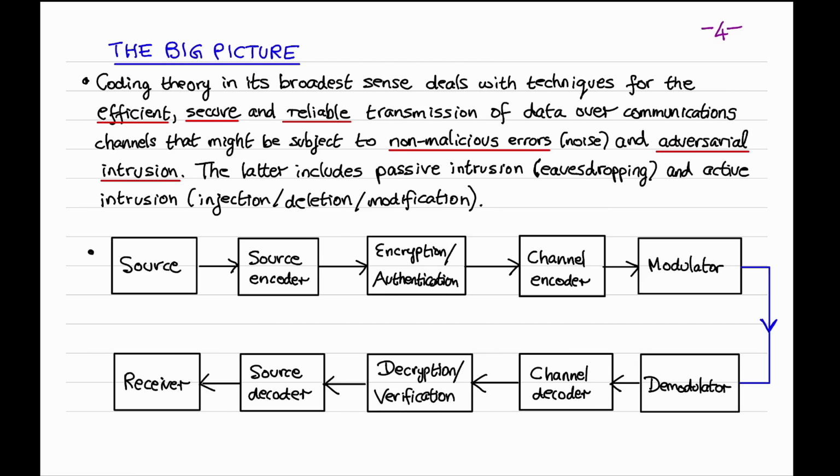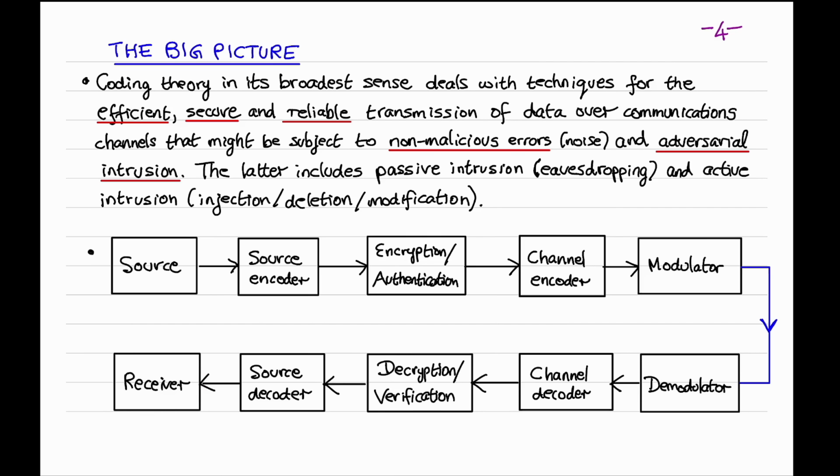Received messages are processed in the natural order. So the channel decoder will examine the received messages and decide if errors have occurred. If so, it corrects the errors and passes on the resulting ciphertext to the crypto module. The crypto module verifies the authentication codes and decrypts the ciphertext. It passes on the resulting plaintext, which is the compressed data, to the source decoder. The source decoder applies the data decompression algorithm to recover the original data.